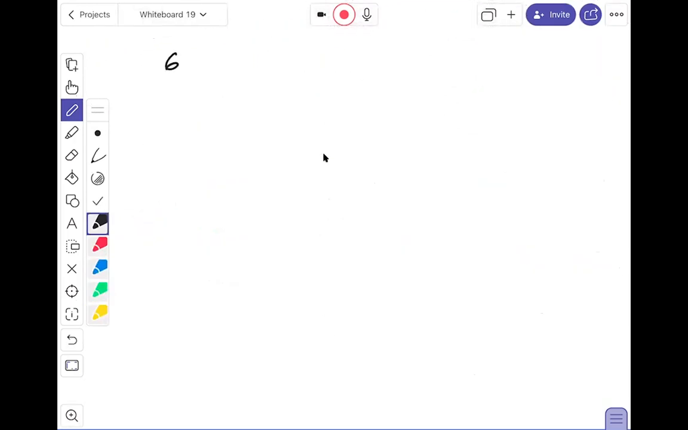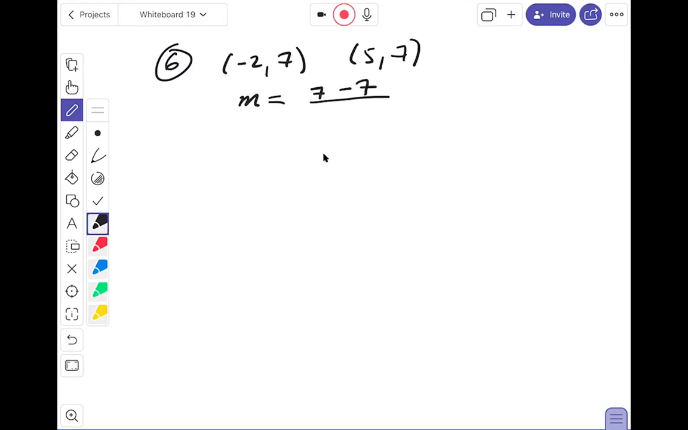Again, they're following a pattern. It's a simplistic pattern. All right, so I'll put this one over here, number 6. What do you have? Minus 2, comma 7. And then you have 5, comma 7. Well, they definitely didn't give me the m. All right, so I'm going to put the m down first. What's that going to be? 7 minus 7, that's change in y. And then 5 minus a minus 2 is 5 plus 2. What do you get? 0 over 7, which is 0.